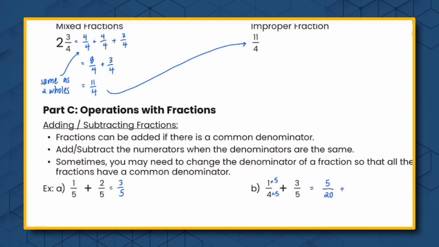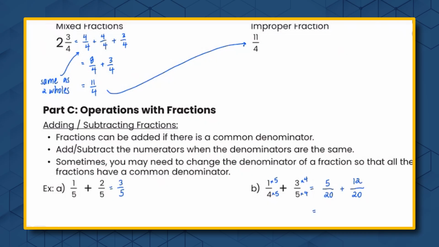Now I'm going to add that to 3 over 5, but again, I need a common denominator, and it has to be 20. So in my denominator here, I need to multiply the 5 by 4 to give me 20. But if I multiply the denominator by 4, I have to now also multiply the numerator by 4, and that's going to give me 12.